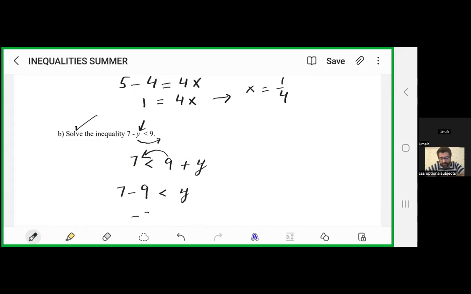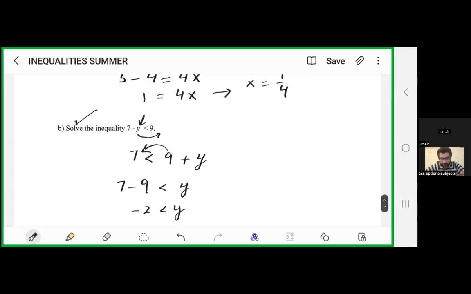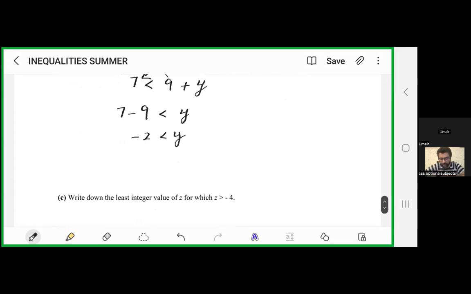This is the solution for part B of this question. y is greater than minus 2, which means y can be minus 1, 0, 1, 2, and any number greater than minus 2. Part C is to write down the least integer value.